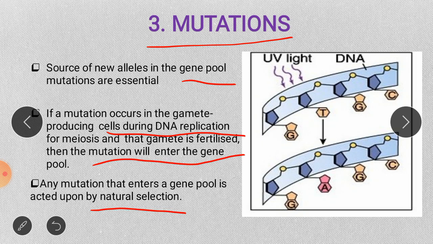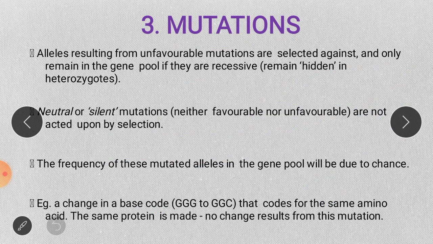So you can see this is a normal DNA which is treated with UV light. So if we treat this normal DNA with UV light, it undergoes change, a single gene mutation takes place, and such a gene mutation, if it enters a gene pool, will produce a different phenotype. Okay, so alleles resulting from unfavorable mutation are selected against and only remain in the gene pool if they are recessive.